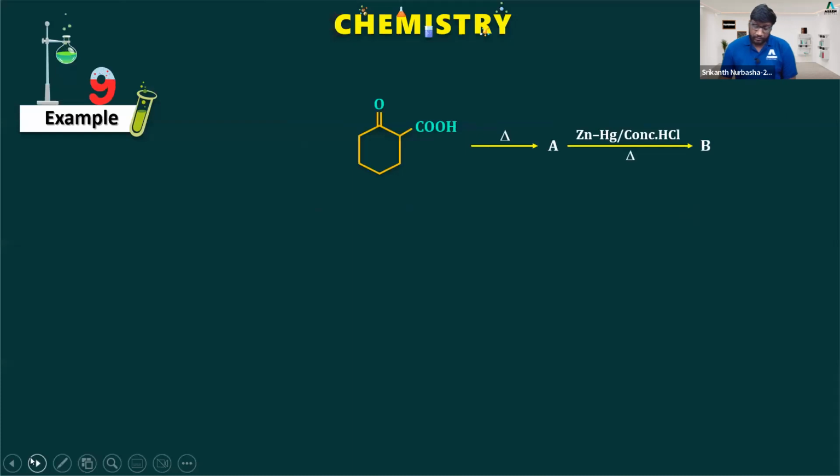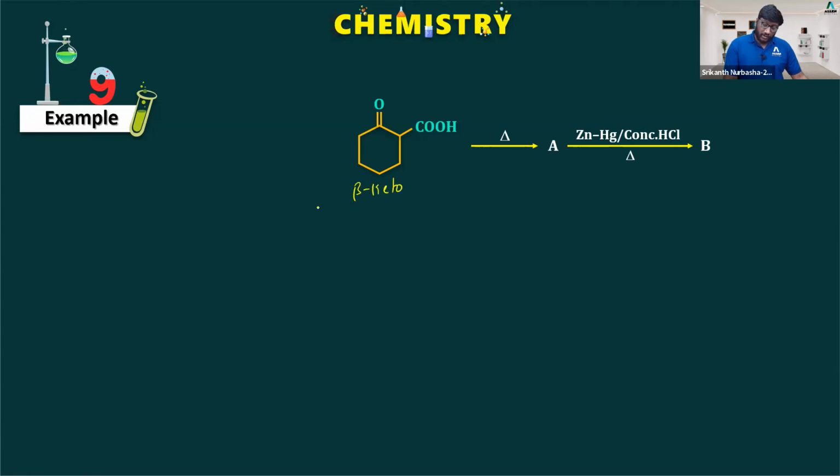Do this question. C double bond O, C double bond OH upon heating forms A. A upon heating with zinc amalgam in the presence of concentrated HCl forms B. What is A and what is B? Can I say it is a beta keto acid?